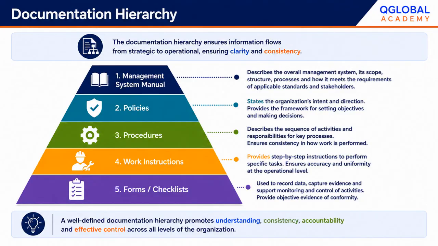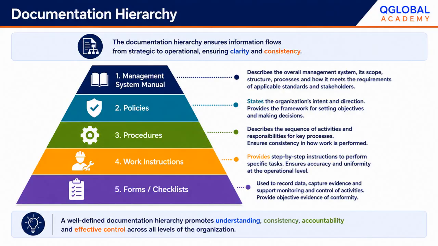Documents are organized in a hierarchy to make the management system easy to understand and maintain. At the top is the Management System Manual. It provides an overview of the entire management system, including its scope, policies, and major processes. The next level is policies. Policies define the organization's intentions, commitments, and guiding principles.